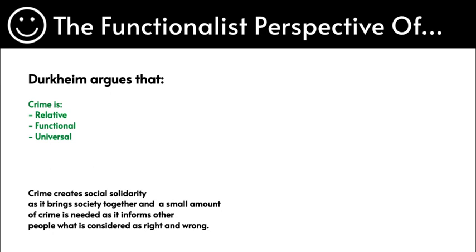If a crime takes place, the community all gather around and have a discussion about this crime. So this crime, A, brings social solidarity, and B, tells other people that this behavior is considered wrong, whereas that behavior is considered right. So Durkheim argues that the main function of crime is, A, to bring social solidarity, and B, to set a positive example of what is considered right and wrong behaviour within society.